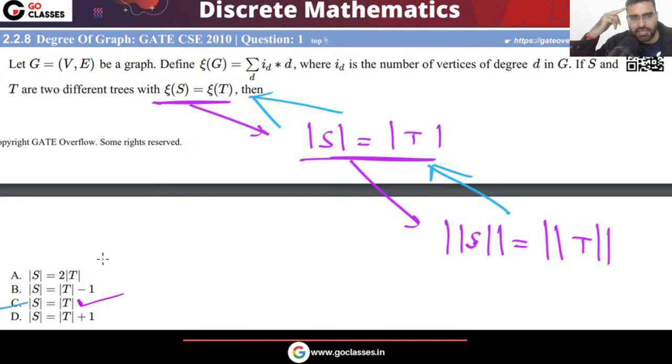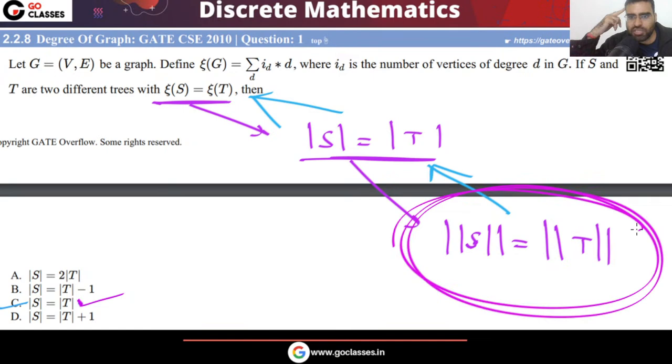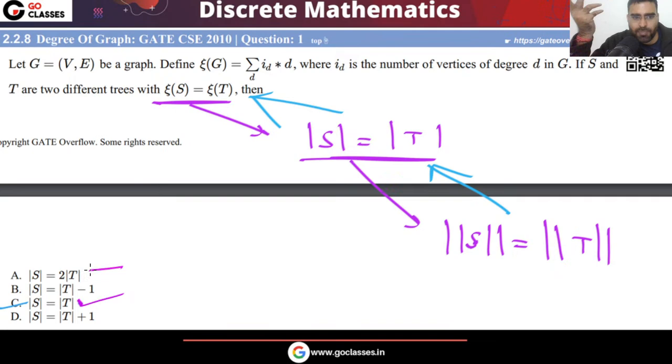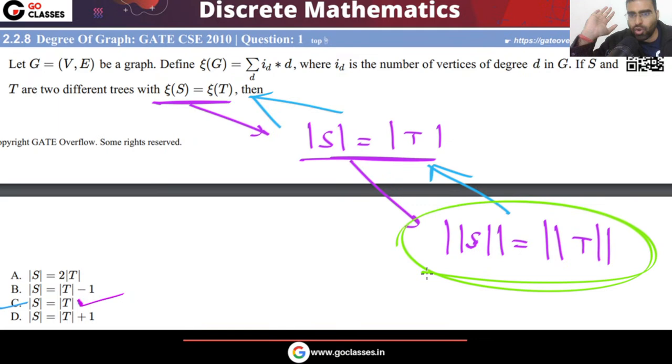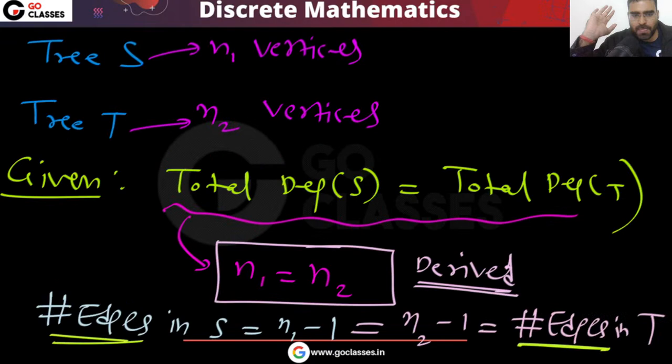Do you agree, Subhadeep? If you don't know about this symbol, do not worry about it. Forget about it. But the point is, you have no reason to select A, B, D because the number of vertices is the same, the number of edges is the same. Is this clear, Subhadeep? Please tell me. So the answer will be option C. Whether you understand the symbol or not does not matter. Okay, let's move on now.